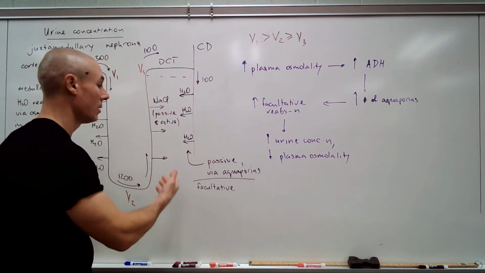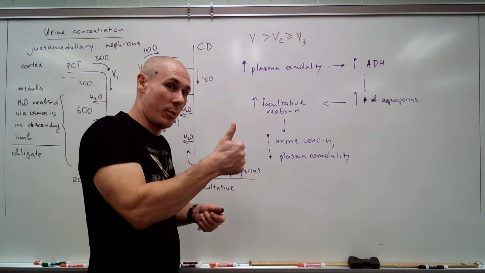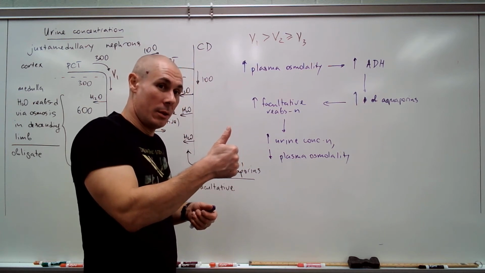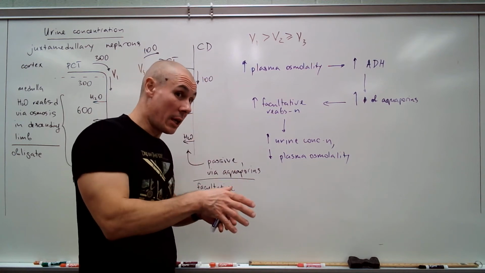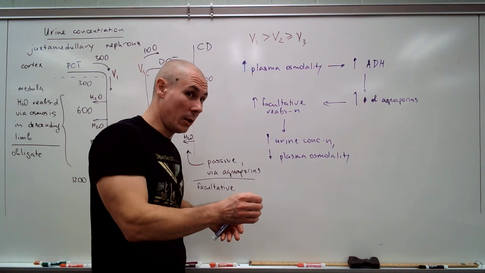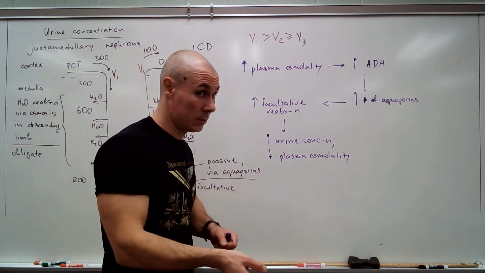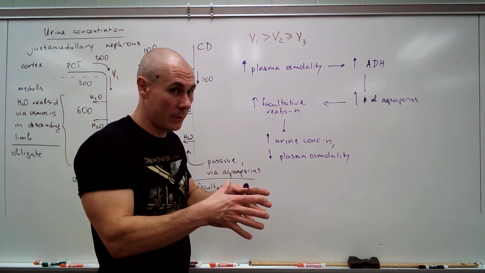Does that make sense? Which means the concentration of the urine goes up. You produce less urine and it's very concentrated. Does that make sense? Yeah. You pee a little and it's like dark brown. Well, maybe not dark brown, but kind of darker because it's concentrated.